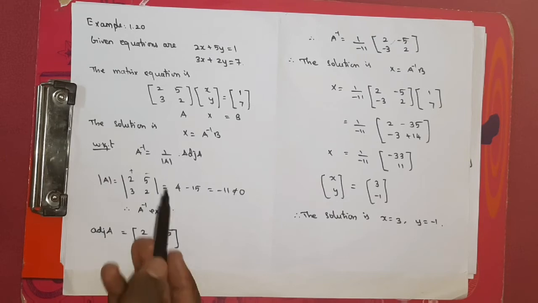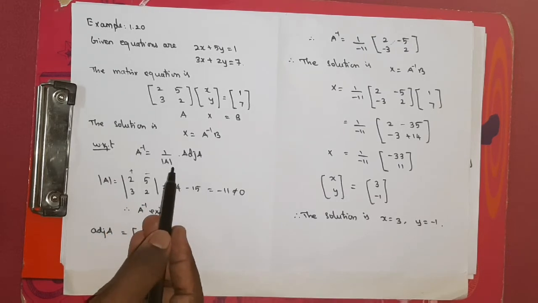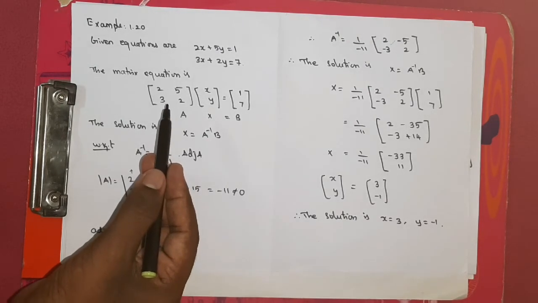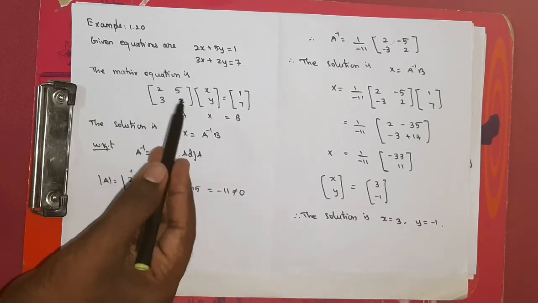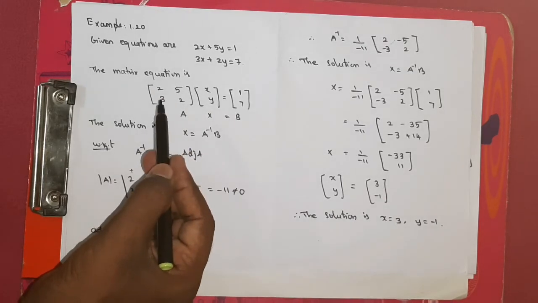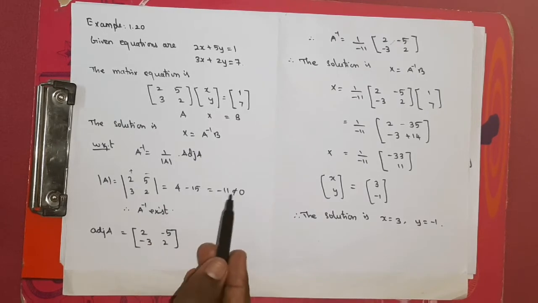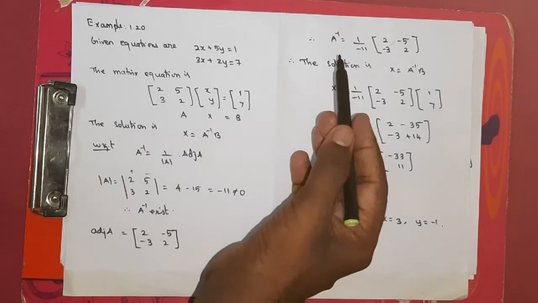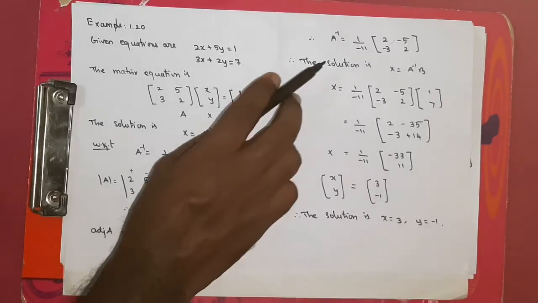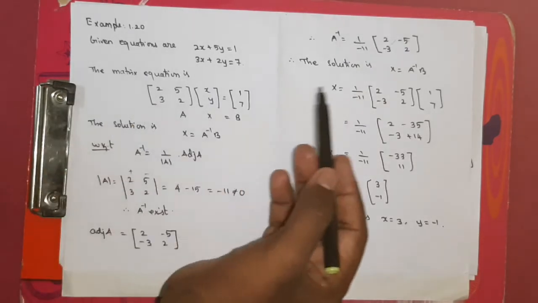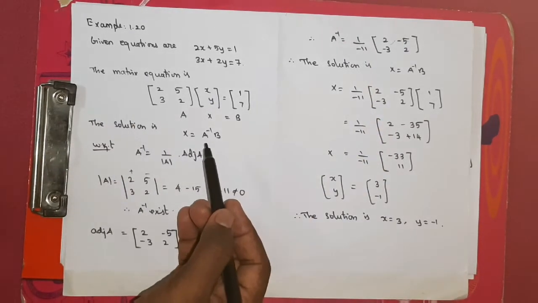Okay. Now in A inverse, we got the determinant value, but we need the adjoint of A. Take A. From this, how can we get the adjoint? It's very easy. In the first diagonal you interchange the numbers. In the second diagonal you change the sign. So adjoint of A equal to 2, 2. When you interchange, you get 2, 2. And here when you change the sign, you get minus 5, minus 3. Now take these two values and apply them in A inverse. So you get A inverse equal to 1 by minus 11 of 2, minus 5, minus 3, 2. Right. Now take this A inverse and apply it in the solution equation.